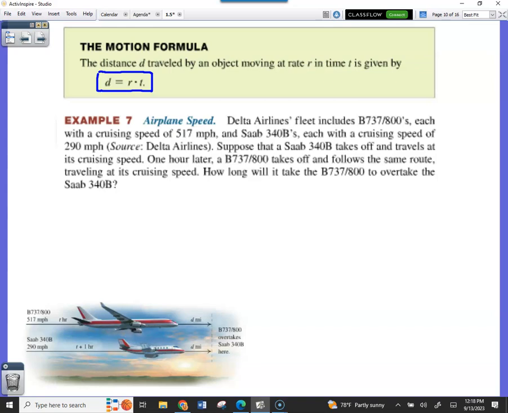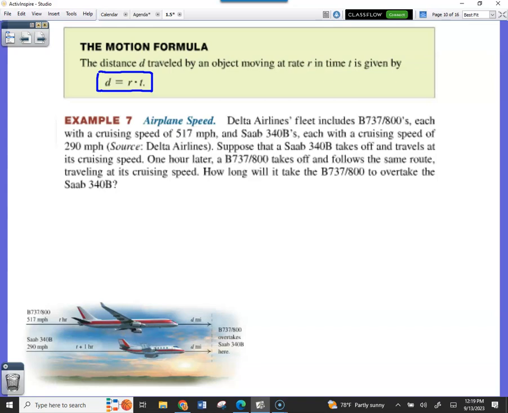Delta Airlines fleet includes B-737s, each with a cruising speed of 517 miles per hour, and a Saab 340Bs, each with a cruising speed of 290 miles per hour. Here's our source. Suppose that a Saab 340B takes off and travels at its cruising speed. 1 hour later, a B-737 takes off and follows the same route. Traveling at its cruising speed, how long will it take the B-737 to overtake the Saab 340B? I know you don't care how long it's going to take, but we do have to solve it.